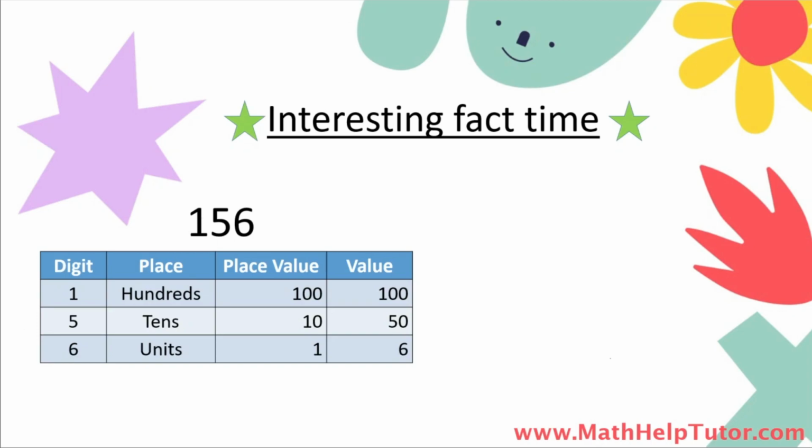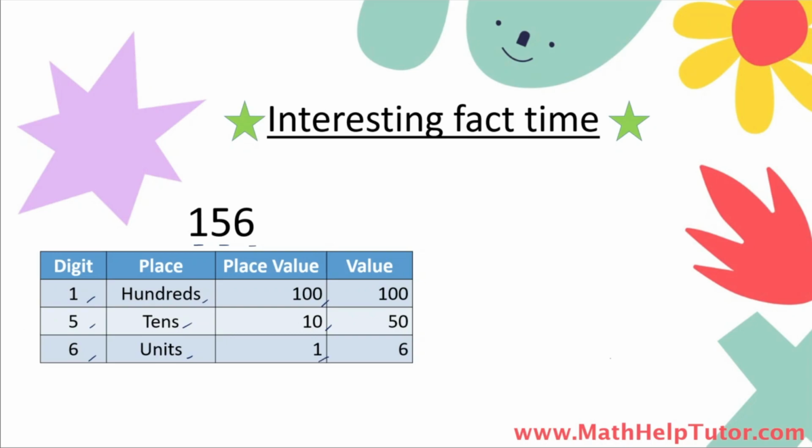So for this number, we have 3 digits. Digit 1, digit 5, and digit 6. Digit 1 is in the hundreds place, which has a place value of 100. Digit 5 is in the tens place, which has a place value of 10. And digit 6 is in the ones place or units place, which has a place value of 1.